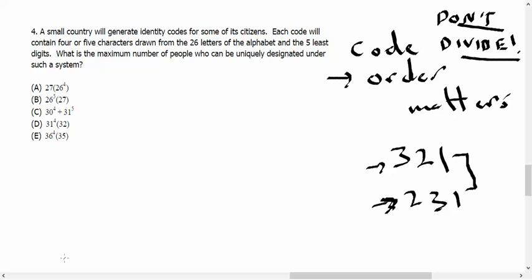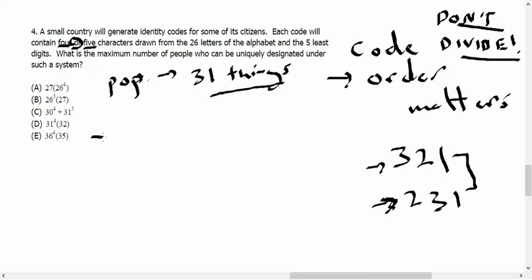So it says each code will contain 4 or 5 characters drawn from the 26 letters of the alphabet and the 5 least digits. Let's think about the population. The population here is the 26 letters of the alphabet and the 5 least digits. So that's 31 different elements. The population is 31. Now let's get to the work of solving this problem. We want a code that contains 4 or 5, which means we're going to figure out the number of codes that contain 4 digits, one and another and another and another, and add it to the number that contain 5 digits, 1, 2, 3, 4, and 5.